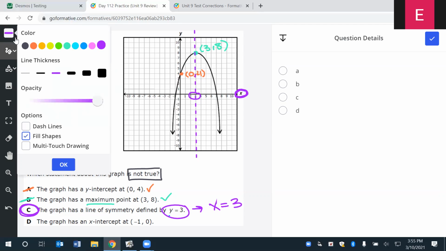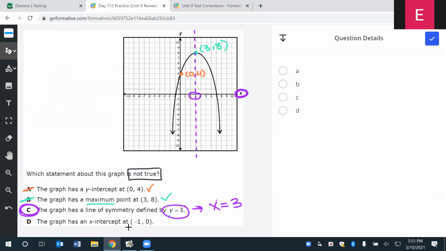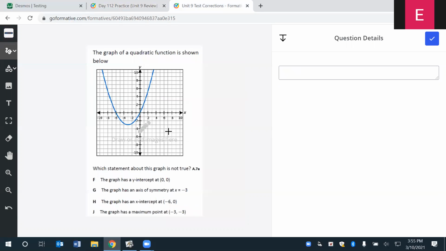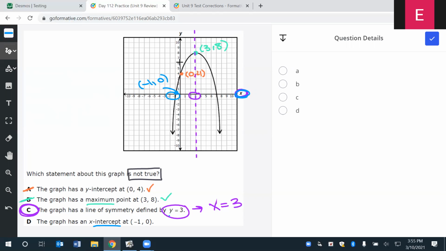And then just to get all of the evidence on the graph, I'm going to do the last one. It says the graph has an x-intercept at -1, 0. Here's -1. That's true. That's an x-intercept at -1, 0. So I label that -1, 0. And so now that's evidence. So on your test, number 2 on your test, if you got this one wrong, to get your points back, you're going to show me all those different parts in each answer choice until you find the right one. Okay.